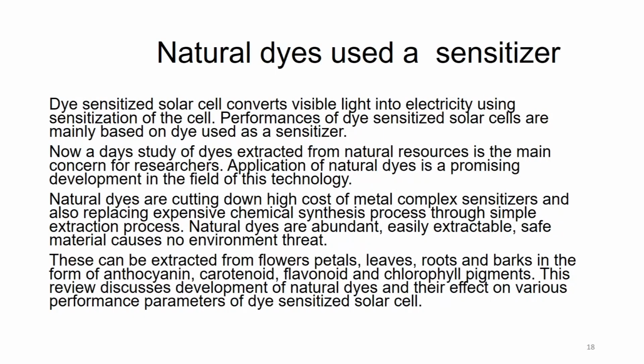Natural dyes are cutting down the high cost of metal complex sensitizers and also replacing expensive chemical synthesis processes, whereas in natural dyes only a simple extraction process can help. Natural dyes are abundant, easily extractable, safe material causing no environmental threat. These can be extracted from flower petals, leaves, roots, barks, fruits, from all sorts of sources of anthocyanin, carotenoid, flavonoid and chlorophyll pigments. This particular lecture where we are discussing natural dyes discusses development of natural dyes and their effect on various performance parameters of dye sensitized solar cells.